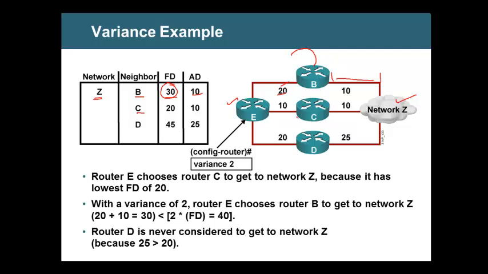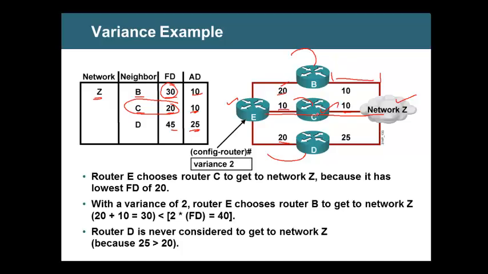Via C, advertised distance is 10. And total distance, FD, is 10 plus 10, which is 20. Via D, the advertised distance is 25. The FD is 25 plus 20, 45. Now, the lowest FD is the successor route. So, this is the successor route. Going via C is the successor route.